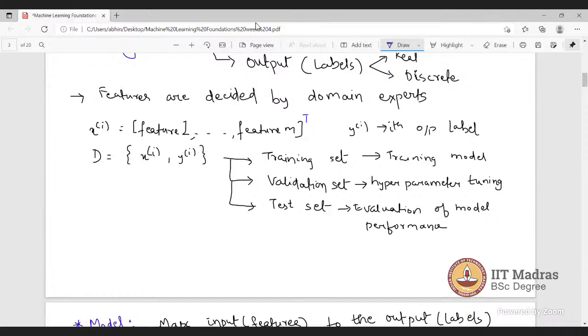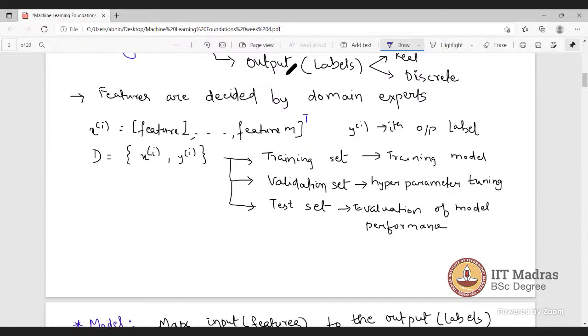This whole training data set is basically divided into three categories: training set, validation set, and test set. The training set is what we are going to build our model on, so our whole calculations and modeling will be based on the training set. The validation set is the part of training data which we will use for hyperparameter tuning, or, as you studied in MLF, for model selection. What is model selection? It is basically forming different models using different hyperparameters, and that is done using the validation set.